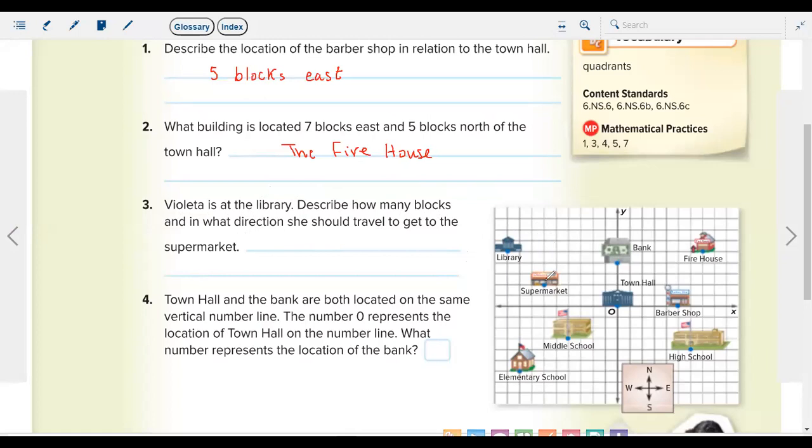So she will go 1, 2, 3 east, 1, 2, 3 south. Again, 1, 2, 3 to the east, 1, 2, 3 to the south. So we can say 3 blocks east and 3 blocks south.